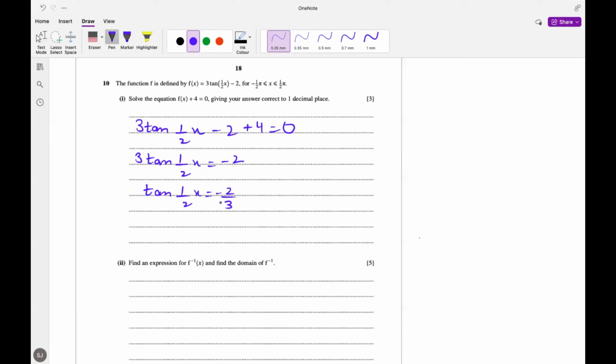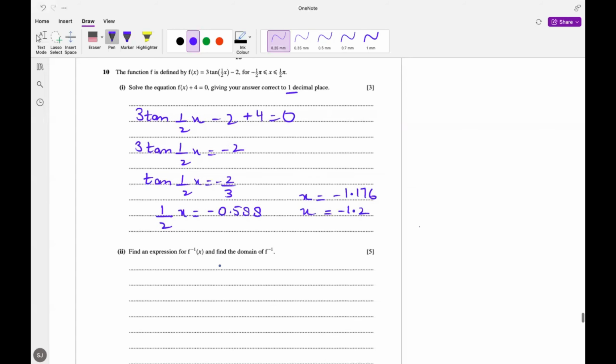Now taking tan inverse of minus 2 upon 3, we make sure our calculator is in radian mode as the domain of x is given in terms of pi. So taking tan inverse of negative 2 upon 3, we'll get half x equals minus 0.588. So x will be 2 times minus 0.588. So 2 times 0.588 will be 1.176. So this will be minus 1.176. As we have to give our answer to one decimal place, the final answer will be x equals negative 1.2.